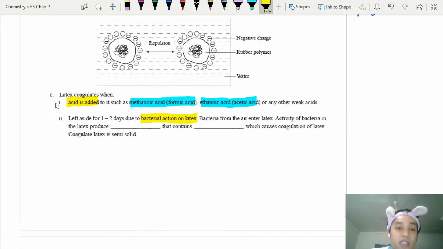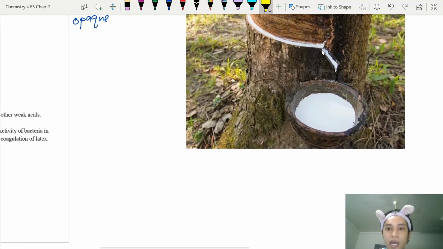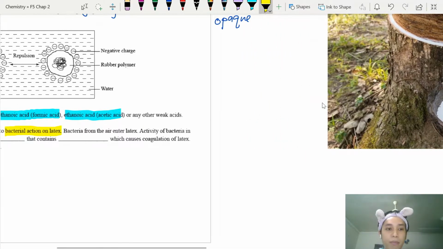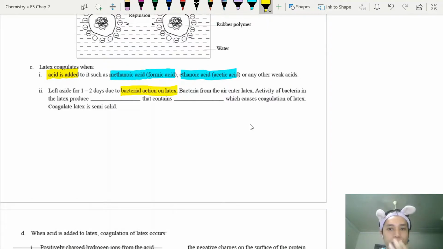The first method is when you put in acid on your own. But another way to coagulate latex is when you leave it in open air for a few days. That is the reason why after the rubber tappers tap, they don't immediately collect. They leave it a few days first. Why they leave it a few days is because they want the bacteria to help coagulate the latex. So how does the bacteria help? The bacteria is going to release lactic acid.